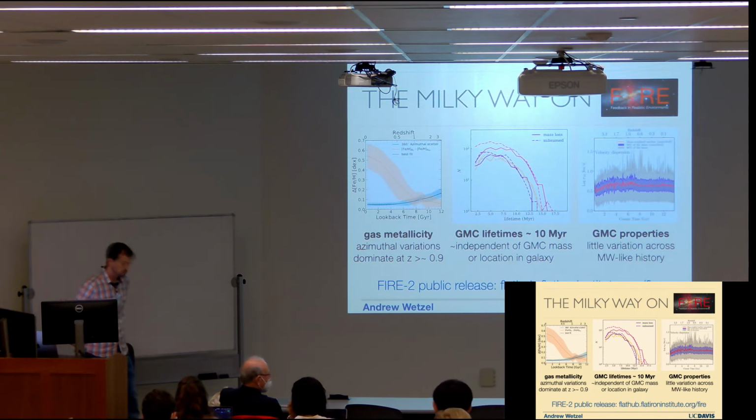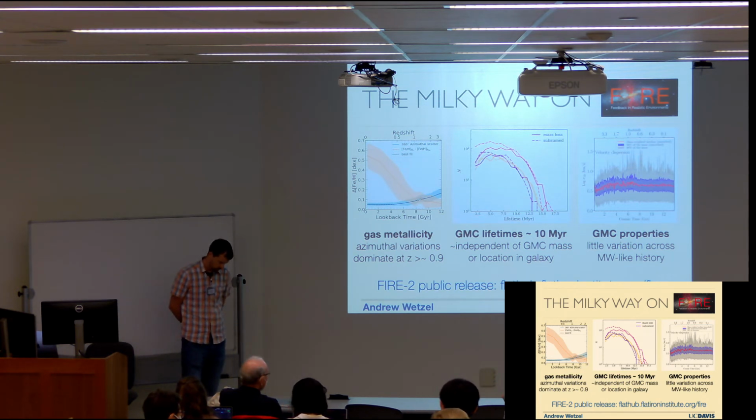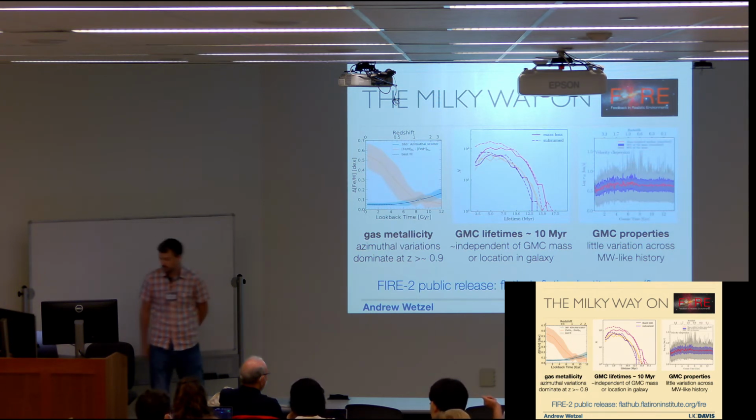Two quick questions. Very nice talk. In the first part of your talk, on the gas metallicity, you argued that the lack of a radial gradient at high redshift is plausibly explained by the fact that the disk is very turbulent, causing a lot of turbulent mixing. Why shouldn't that then also erase the strong azimuthal variations that you see?